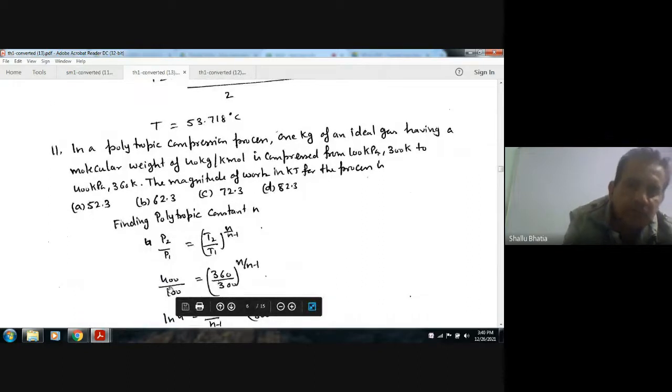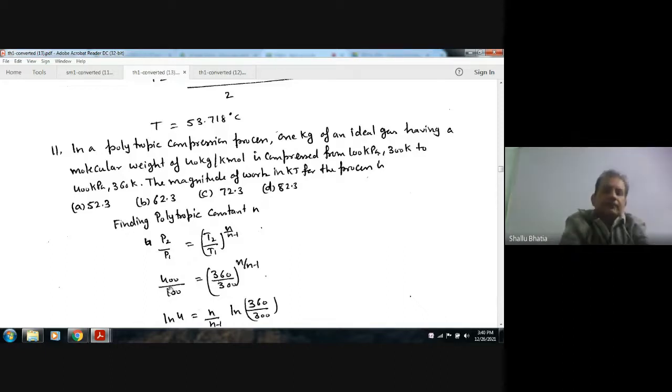In a polytropic compression process, 1 kilogram of an ideal gas having a molecular weight of 40 kilogram per kilomole is compressed from 100 kPa, 300 Kelvin to 400 kPa, 360 Kelvin. The magnitude of work done in kilojoule for the process is?